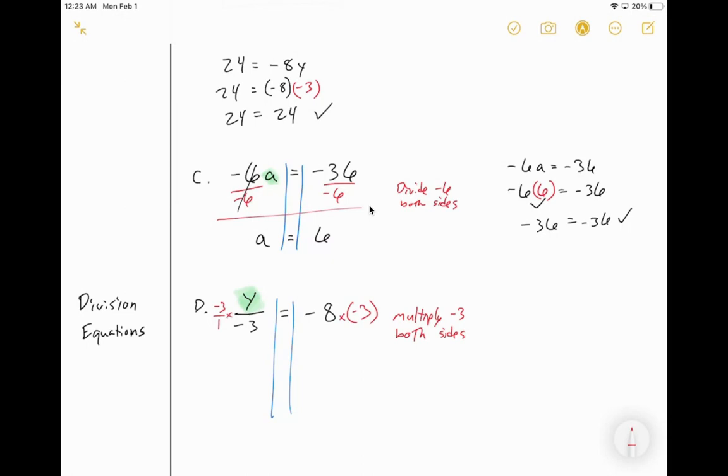So notice when I have a negative 3 on top and a negative 3 on bottom, what happens to these things? They're going to cancel out. Negative 3 cancels with negative 3, and all I'm left with is y. I isolated my variable. Negative 8 times negative 3 is a positive 24.